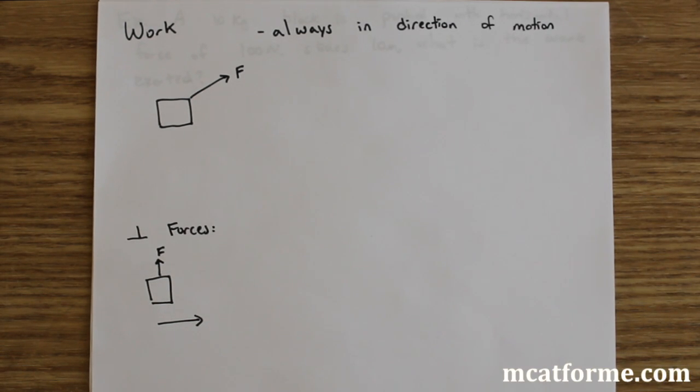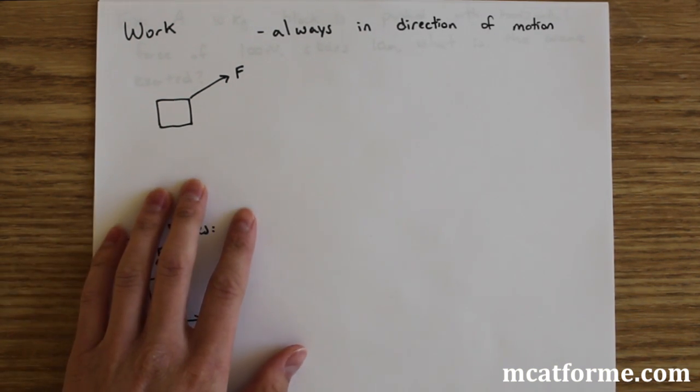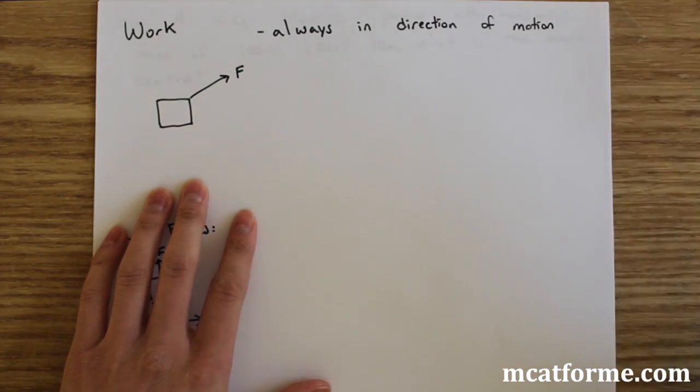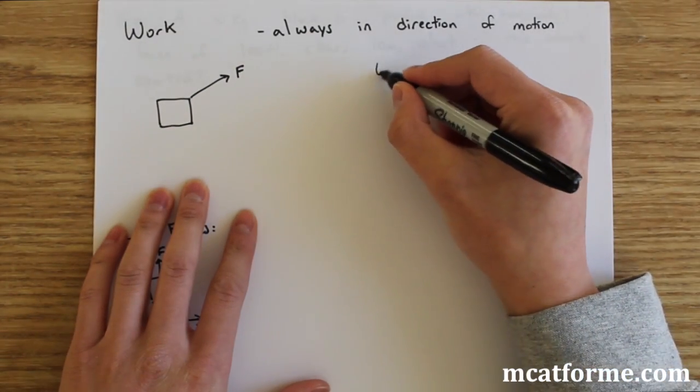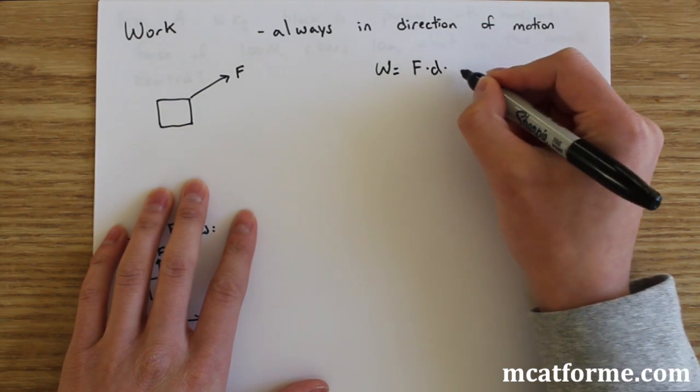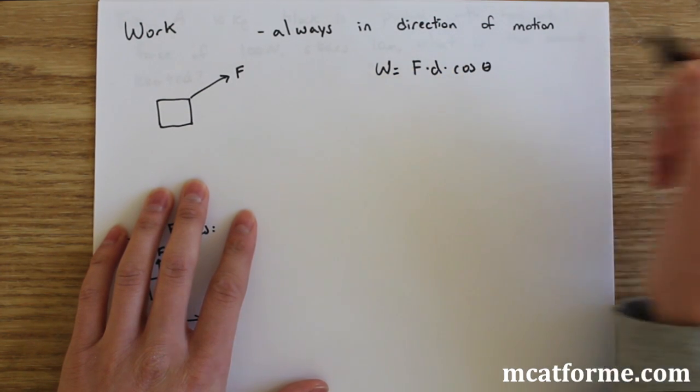So now we're going to be looking at work, and work is a measure of energy, okay? So the first thing we want to notice is that work is always in the direction of motion. So what do I mean by that? So let's look at the equation, okay? So work equals force times distance times cosine theta, okay?